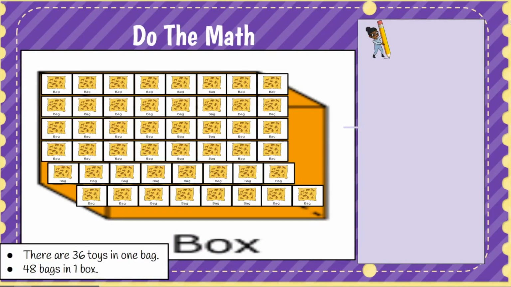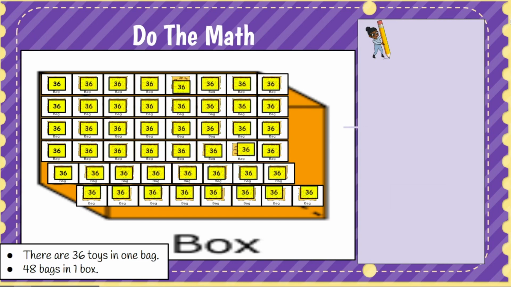We know that there are 36 toys in one bag. And we know that there's 48 bags in one box. So each one of the bags have 36 toy animals. So that means we have 36 48 times. Our equation will be 48 times 36.